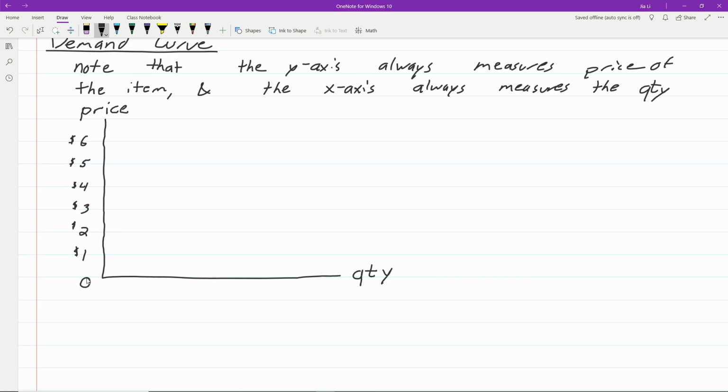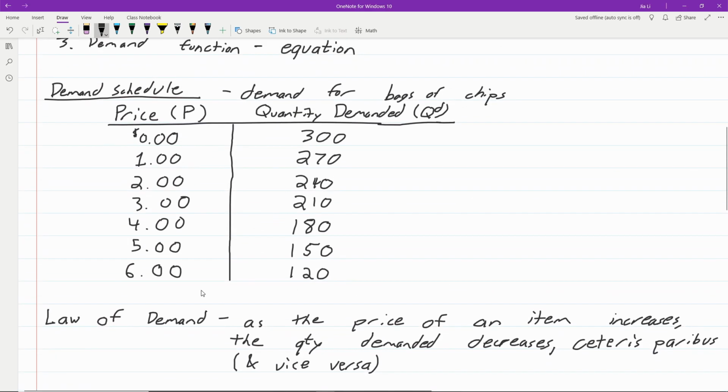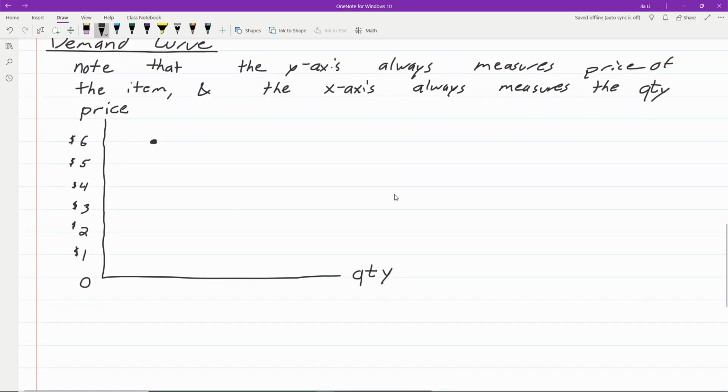Now quantity is on the x-axis, and I don't have the vertical lines to help with this. I could put them on. There's an option for it in OneNote, but I'm not going to worry too much about that. Again, drawing to scale is not super important. I'm just going to try and get the general shape of it all to work out here. So at $6, how much did customers want to buy again? $6 is 120. And then down to $0 is at 300. Okay, so let's just draw it kind of like this.